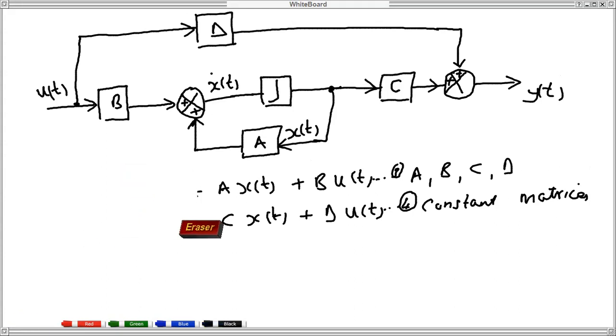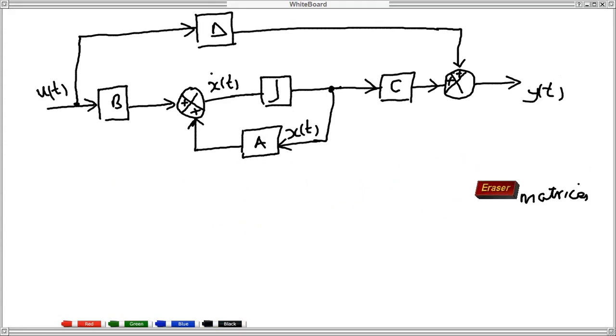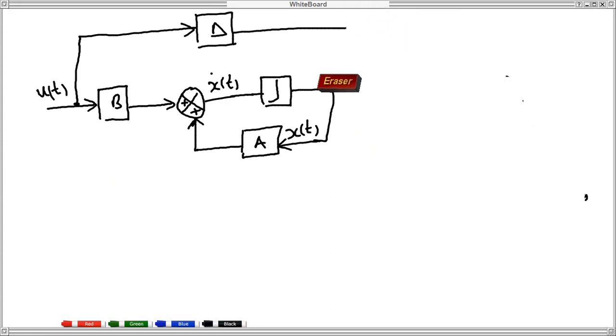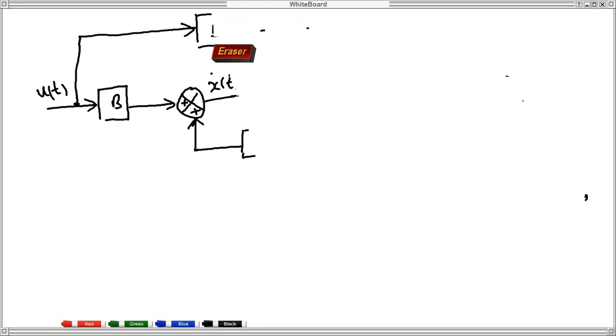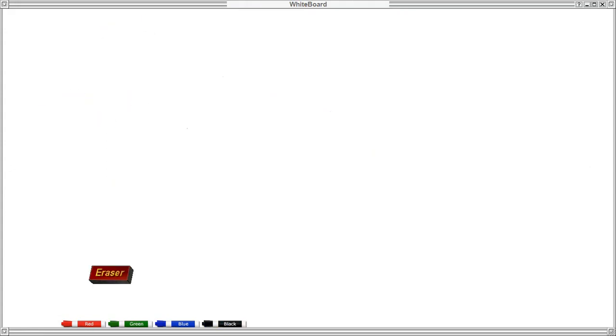Next, we consider determination of the state space model of any given system given the nth order differential equation that governs the operation of the control system. I'll illustrate this in terms of an example.